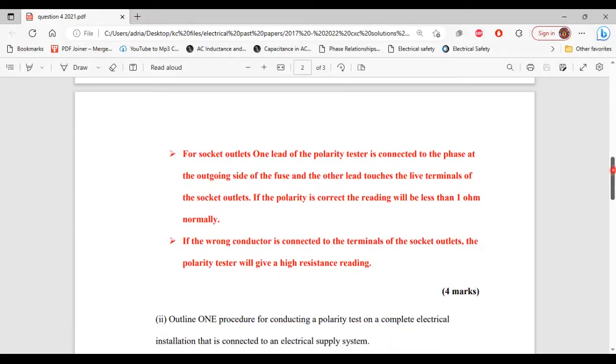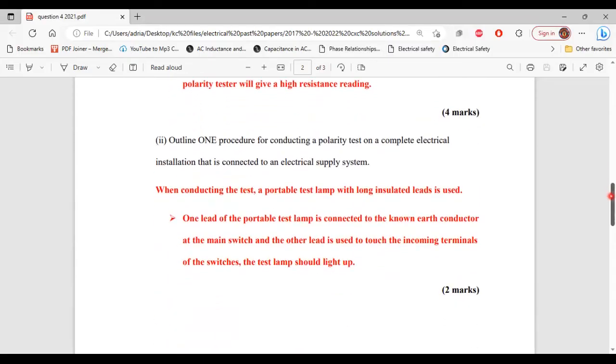For the socket outlet, one lead of the polarity tester is connected to the phase at the outgoing side of the fuse, and the other lead touches the live terminals of the socket outlet. If the polarity is correct, the reading will be less than 1 ohm normally. If the wrong conductor is connected to the terminals of the socket outlets, the polarity tester will give a high resistance reading. Alright, so that's it for part 1 of B. So let's move on to part 2 now.